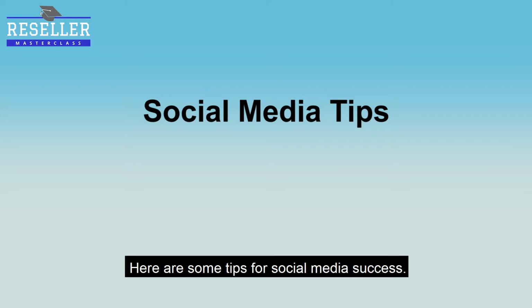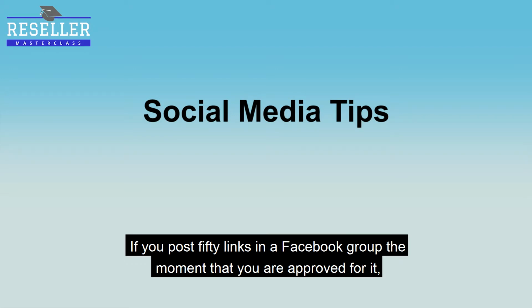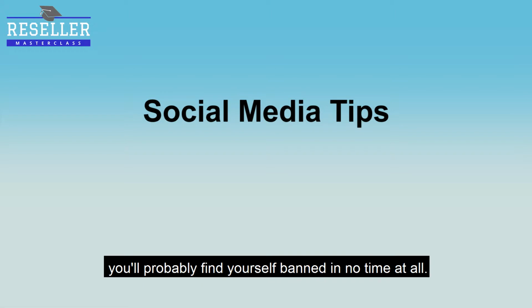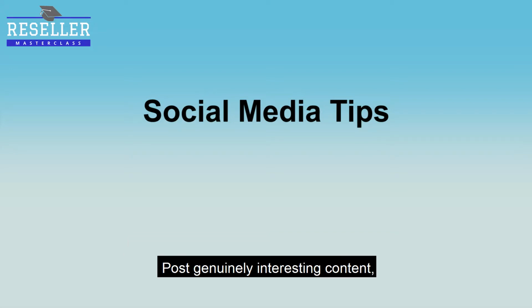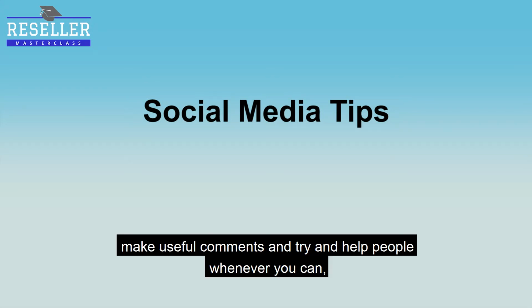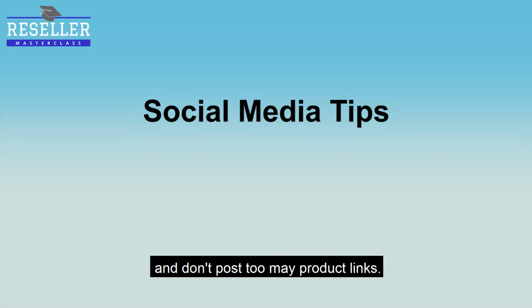Here are some tips for social media success. Whichever platform you use, the key to success is to post your traffic generating links in moderation. If you post 50 links in a Facebook group the moment that you're approved for it, you'll probably find yourself banned in no time at all. Try to act like an average social media user would act, and you'll have far greater success. Post genuinely interesting content. Make sure that your profiles are complete. Make useful comments and try and help people whenever you can. Wait before posting links to your site once you've been accepted into a group. And don't post too many product links.